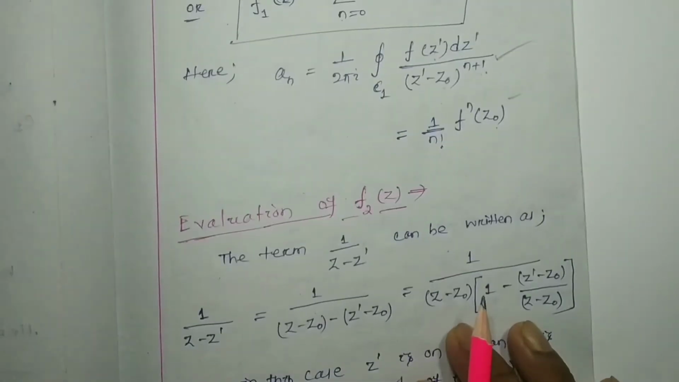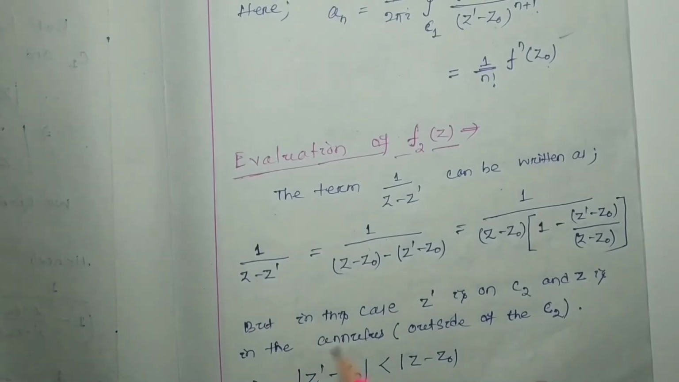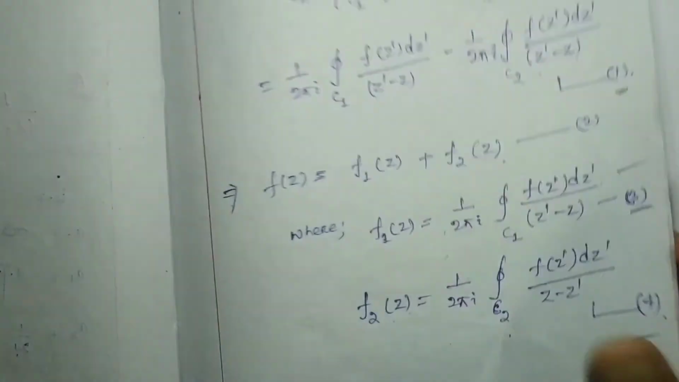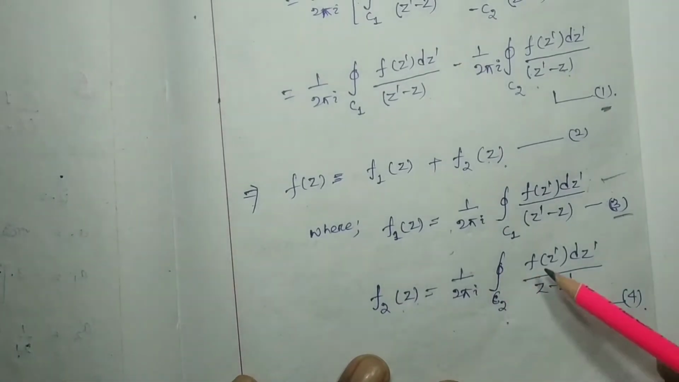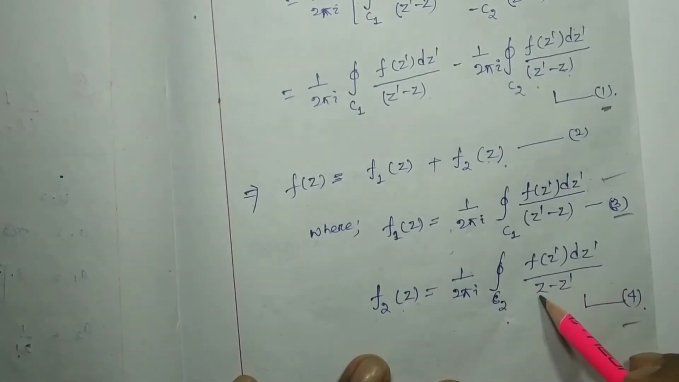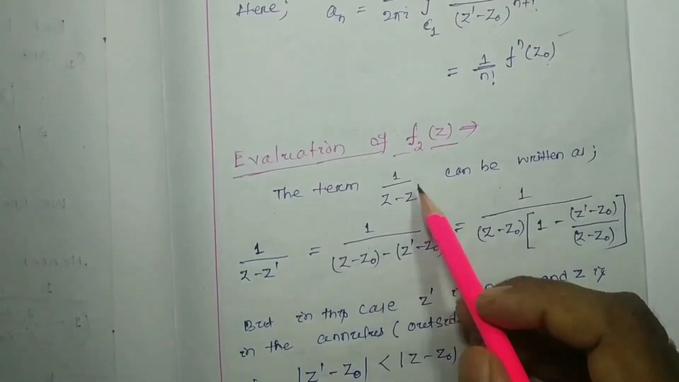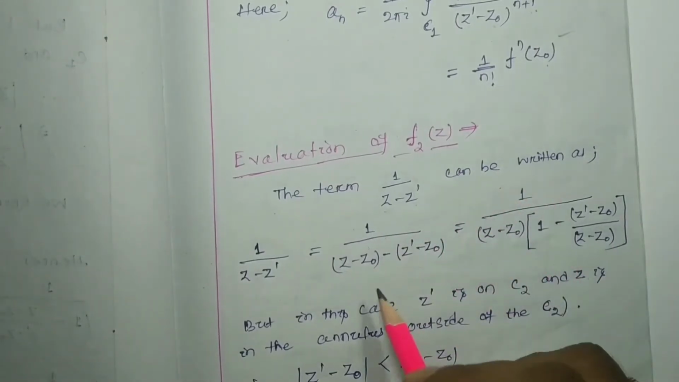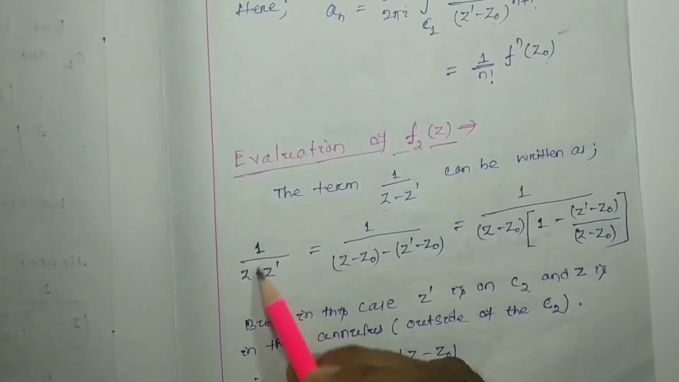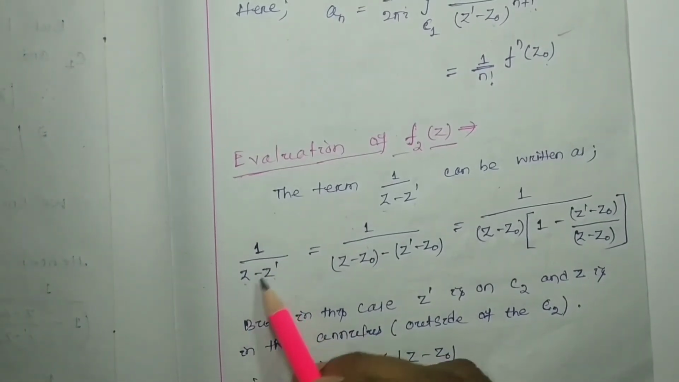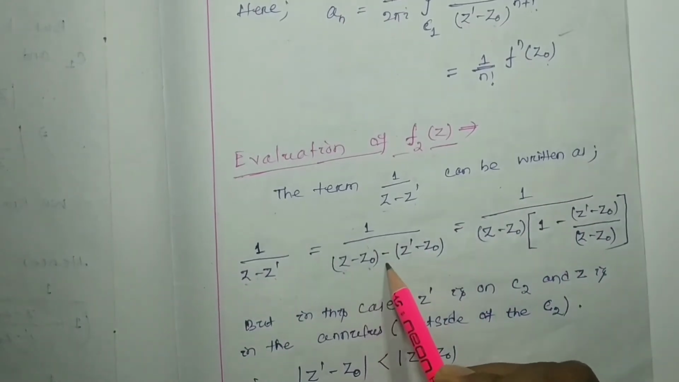Now we are going to go for the evaluation of f2(z). Now f2(z) means equation number 4. Where is equation number 4? This one, f2(z), that means 1 by 2 pi i closed integration C2 f(z') dz' by (z minus z'). So 1 by (z minus z'), first we have to evaluate. Carefully you can see that for 1 by (z minus z'), the denominator has been written as (z minus z0) minus (z' minus z0).